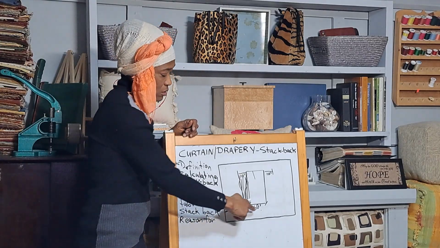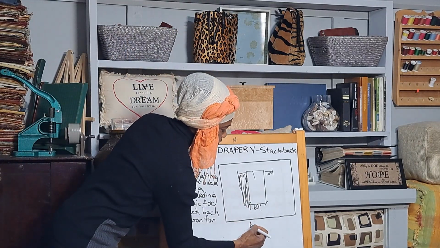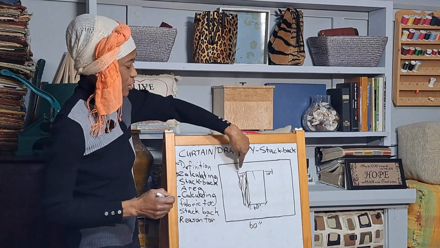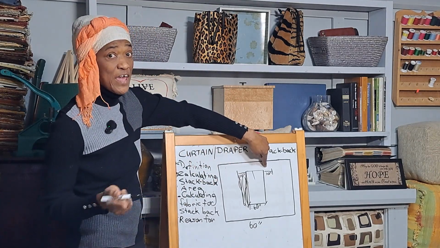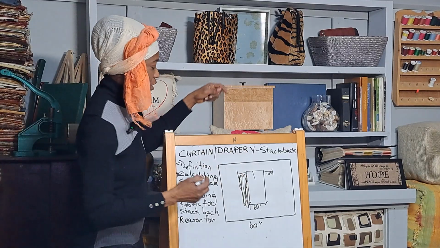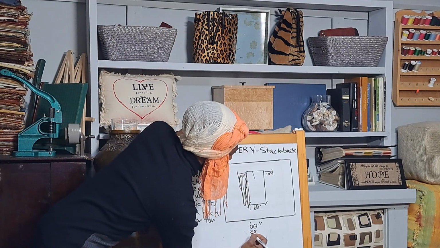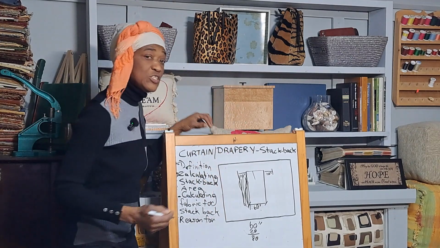Our window width is 60 inches. We're going to add our stack back areas on both sides to the 60 inches. So it's 20. That's 80 inches. It is generally recommended that you add increments for your side hems. You can add the side hems before we do the fullness, or you can add them after. If we add them after, it will be precise. Like 2 inches, it will be the 2 inches.